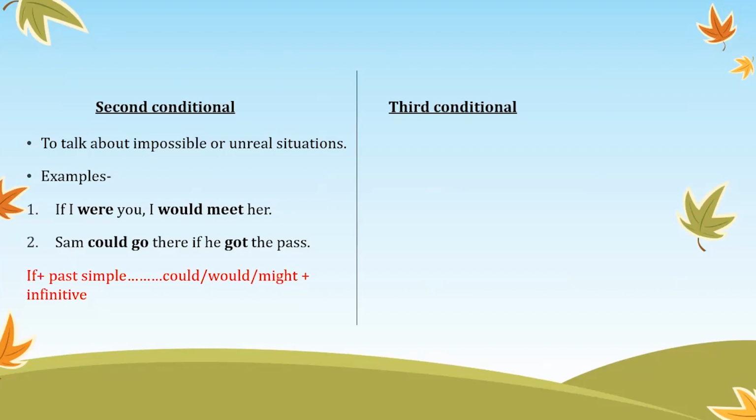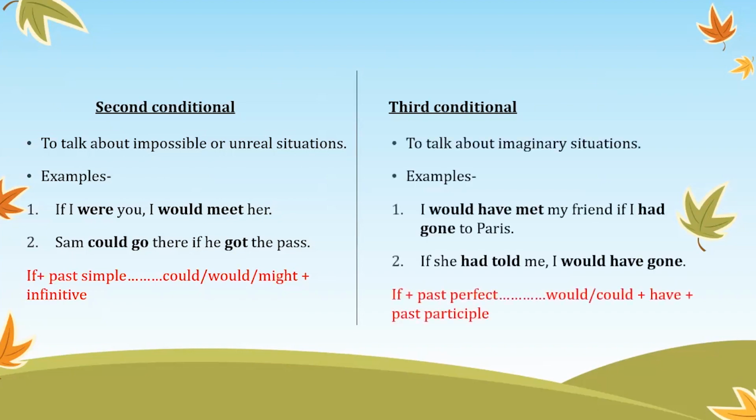And then the third conditional. You can use the third conditional while talking about imaginary situations. Look at the example. I would have met my friend if I had gone to Paris. I didn't go to Paris, I didn't meet my friend, but it's just an imagination. If I had gone there, I would have met my friend.